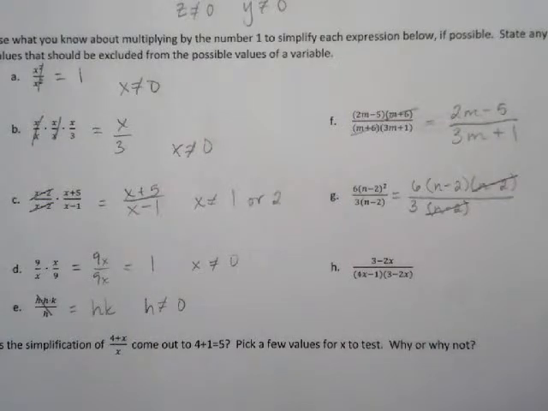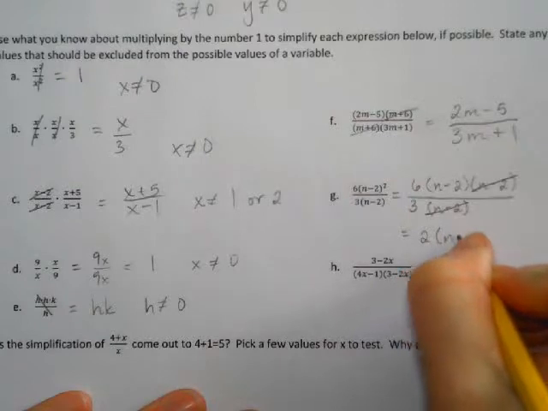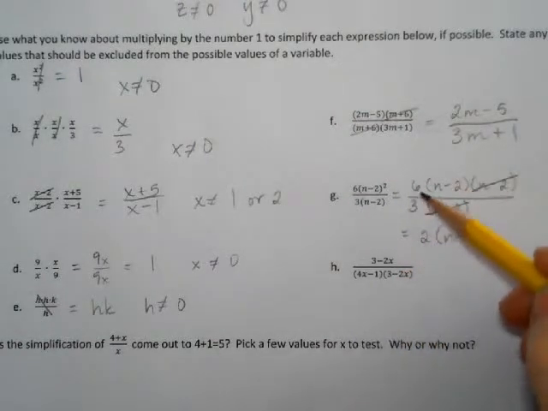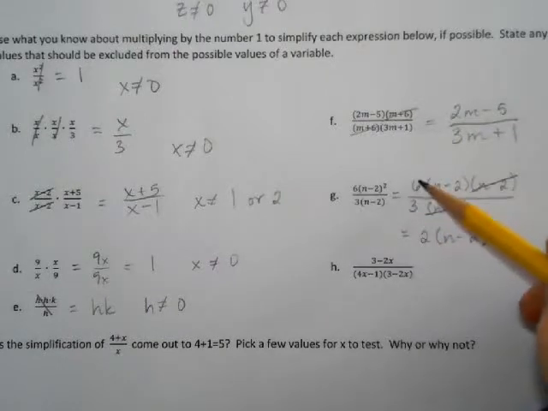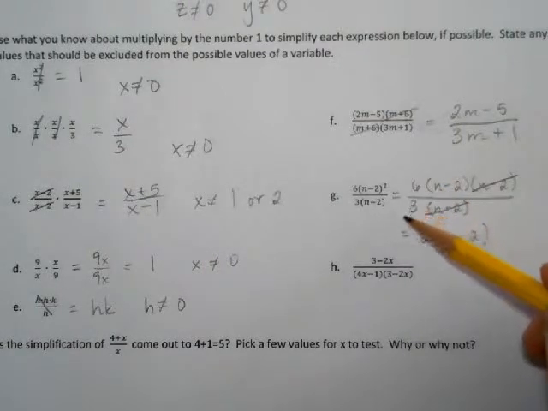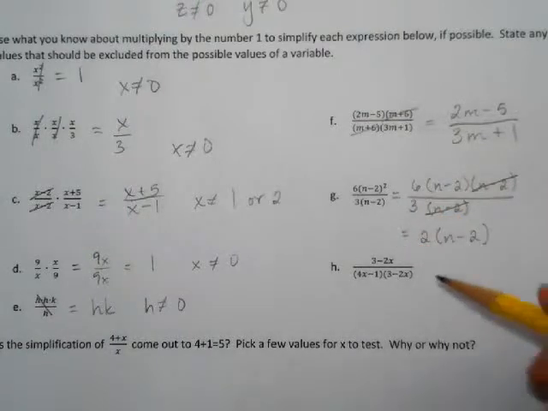Yeah, and what is 6 divided by 3? So does that go on the top or the bottom of the fraction? On the top. So that's going to equal 2 times n minus 2. One of the tricks for figuring out if it's supposed to be on the top or the bottom of the fraction: if the bigger number is on the top, it's going to be on the top of the fraction. If the bigger number is on the bottom and you reduce it, it's going to stay on the bottom. All right, what about h?